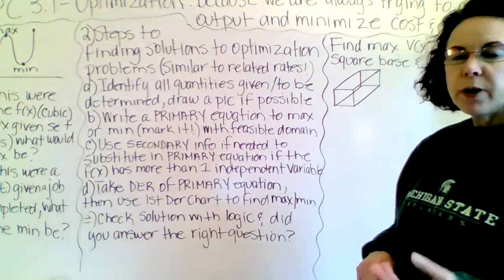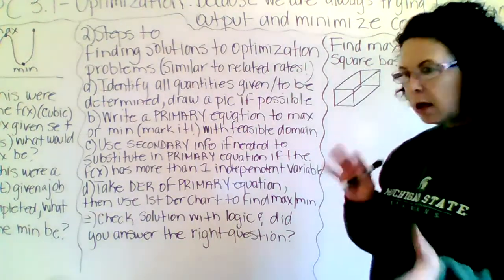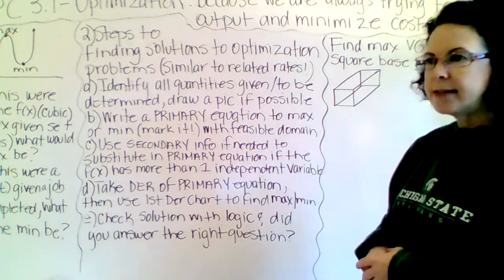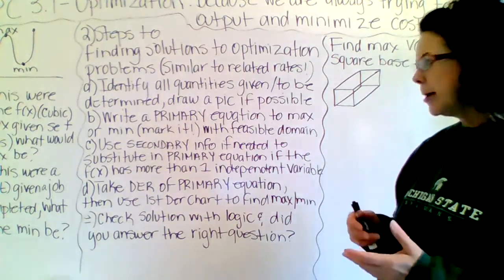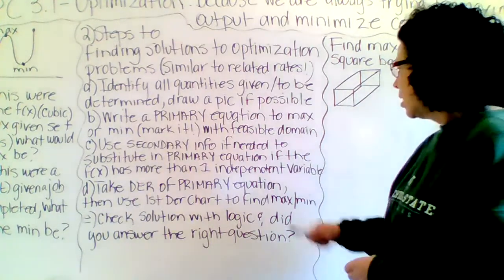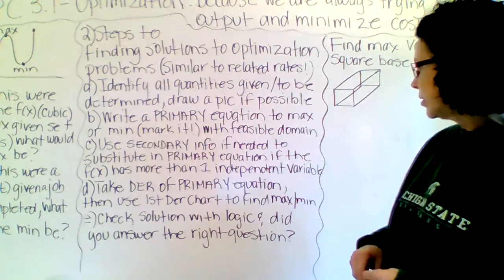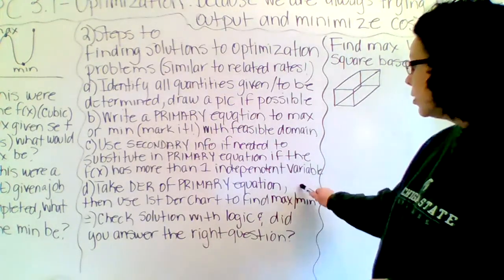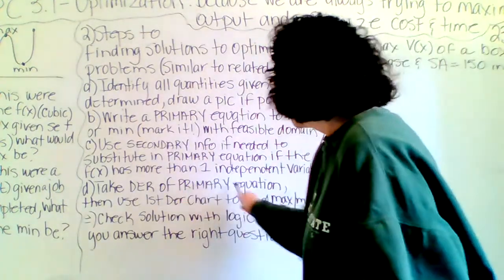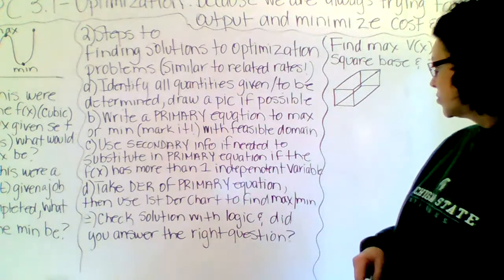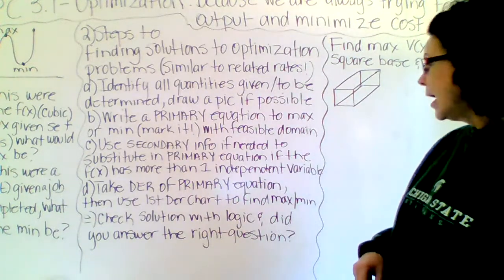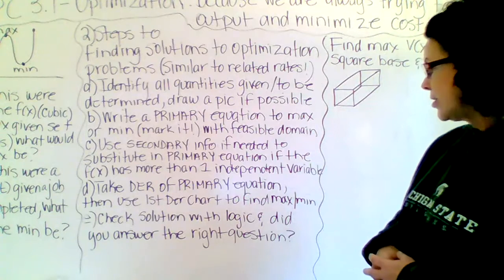So for some equations we write, good to go. Primary equation, one independent variable, let's go ahead, take the derivative, find maxes and mins. But if it turns out we have more than one variable, then we'll do substitution. We did that in related rates. Then we will take the derivative of our primary equation and use our first derivative chart to find the maxes and mins. And then we'll check our solution with logic.